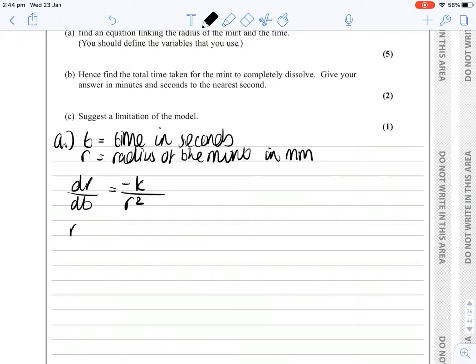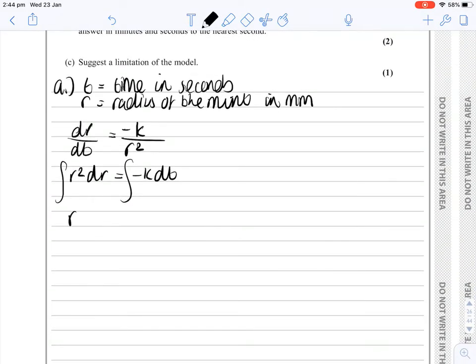So what we can do is now rearrange. So we can say that r squared dr is equal to minus k dt. And in order to solve this, we can integrate both sides. So we're going to have r cubed over 3 is equal to minus kt plus c.